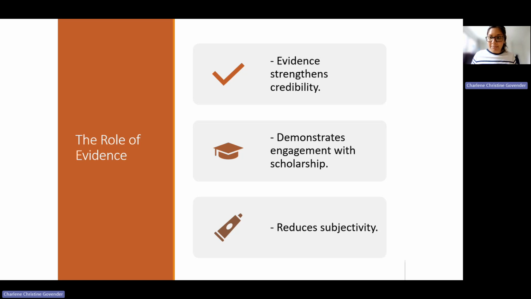Now, evidence. I think if you have been studying for a while, you understand the impact that evidence has. I know your lecturers have probably told you all the time, please provide proof, reference, reference, reference. I think you can never have too many references. So evidence is essential. It strengthens your credibility and it shows that you're engaged with scholarly sources.